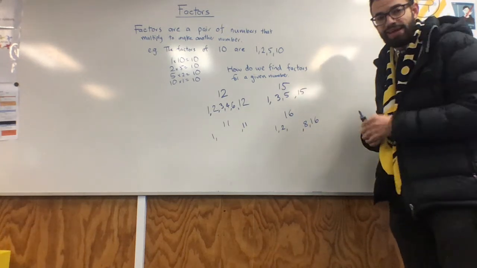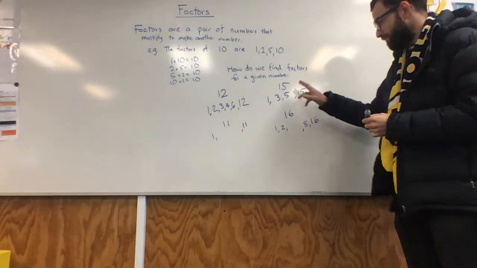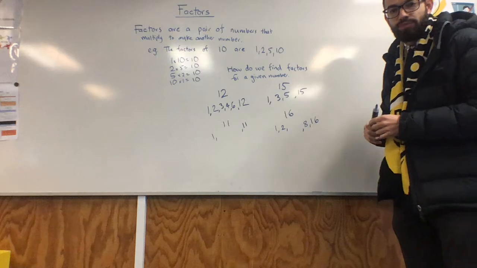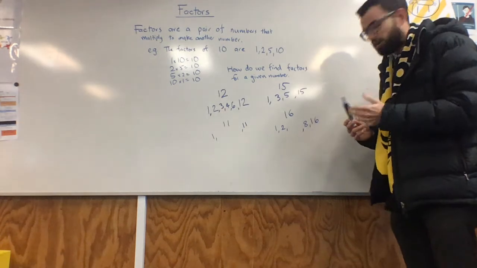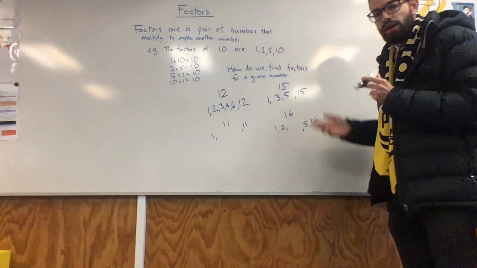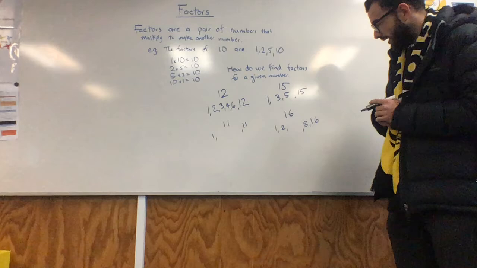Let's have a think about that. Is it going to be 3? Nope, because remember 3 makes 15. Is it going to be 5? 5 makes 15. Is it going to be 6? 6, 12, 18. No. Not 7, because 7, 14, 21. What about 4? 4 times 4 makes 16.